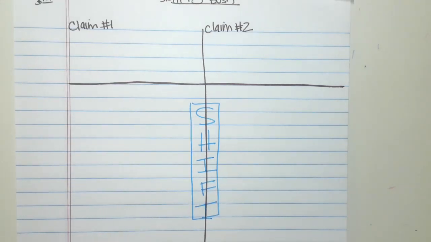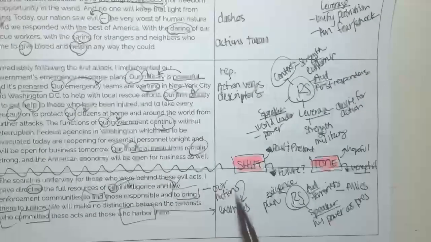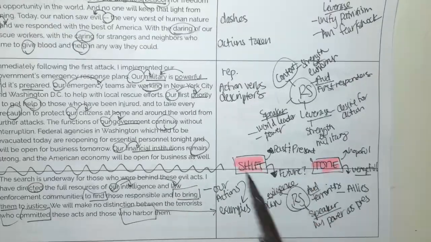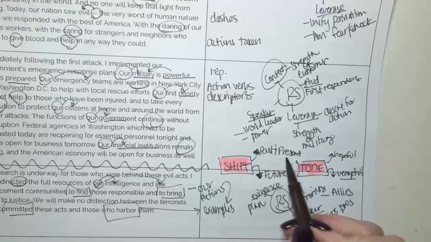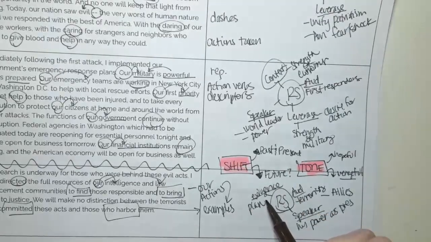Now, we have to divide it in half first, right? So we decided that it was between 4 and 5, right? Because we already started talking about the shift. We said the first part's like past and present, kind of, and then the next part's future, right? This is y'all's, right? Yes. Okay.